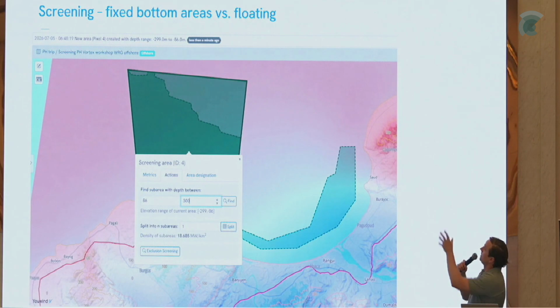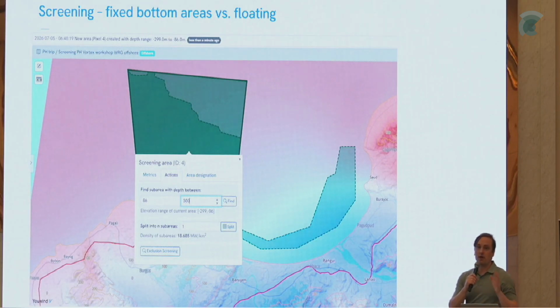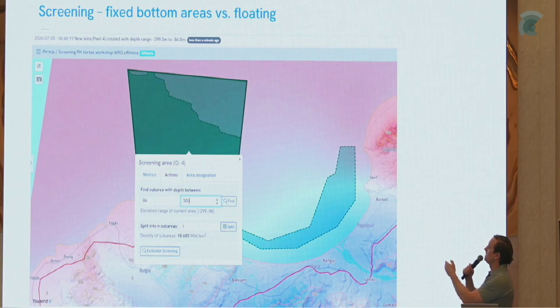So I basically take the big polygon, and it has an area from 86 to 300 meters, which is quite big. And it has quite a steep fall down in the bathymetry, which means that it might have an impact on choosing what sort of anchors I have for the floaters. And I want to limit this to a particular sub area. So I simply say, find an area between 86 and 300. It will filter out this area.